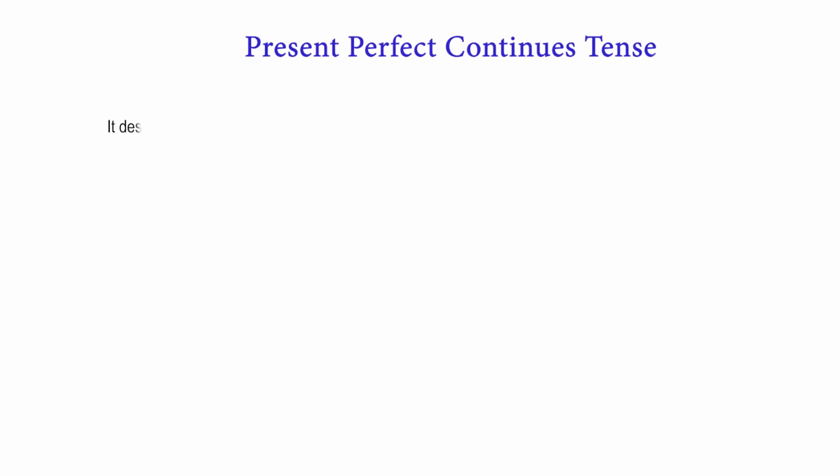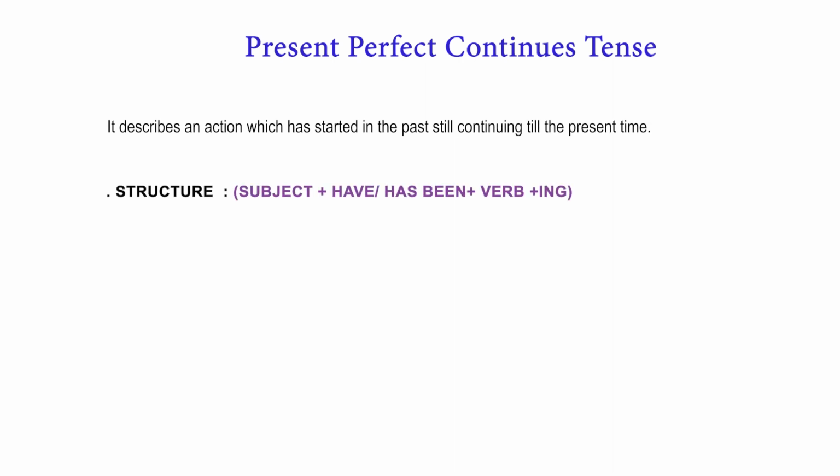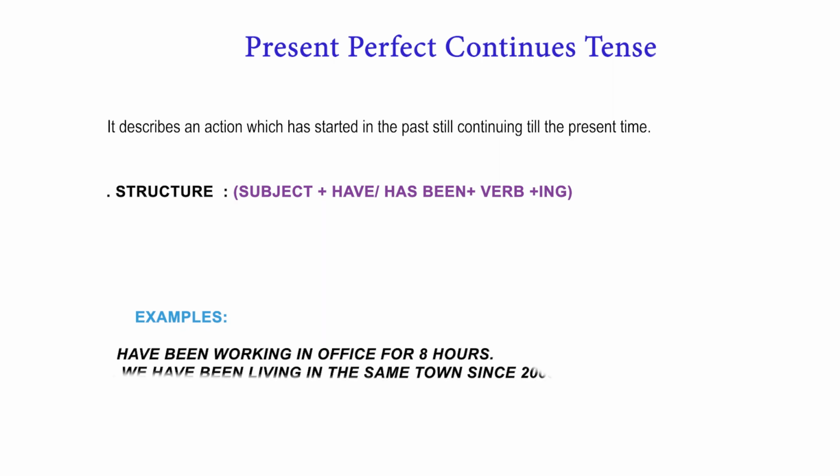Next, present perfect continuous. It describes an action which started in the past and is continuing till the present time. Structure: subject plus has or have been plus verb plus ing. For example, I have been working in office for 8 hours. We have been living in the same town since 2000. It has been raining all morning.